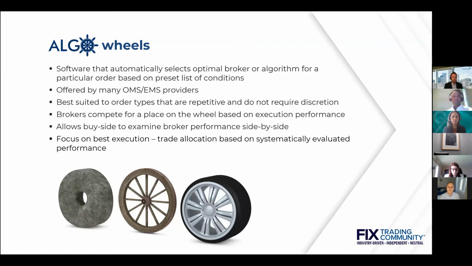Brokers will then compete for a place on the algo wheel based on historical execution performance, and the buy side will regularly evaluate this in order to remove or add brokers to their wheel. This allows the buy side to evaluate broker performance side by side against each other. And with an increasing focus on best execution, this provides the buy side with an easily defensible process for how trades are allocated, as this is done based on systematically evaluated performance.